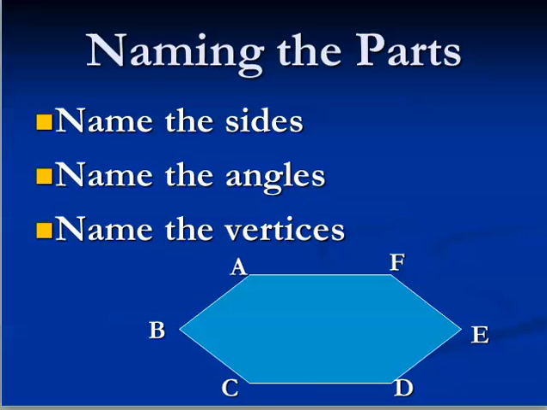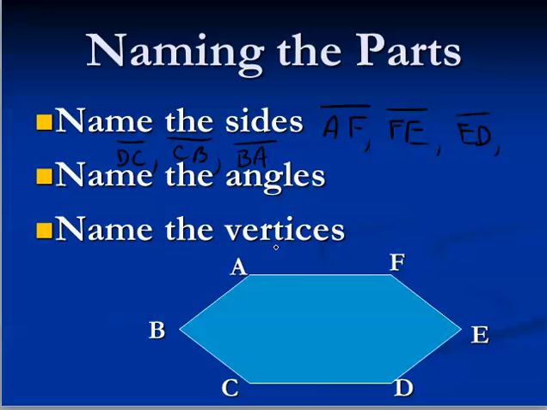When we name parts of a polygon, we're going to name three different pieces. We're going to name the sides. Our sides are segments, so we can list the segments. So we have segment AF, and you could call it FA. Segment FE, and again you can call it EF. Segment ED. Segment DC. Segment CB. And segment BA, and you could call it AB. If there are 6 sides, we should have 6 segments listed.